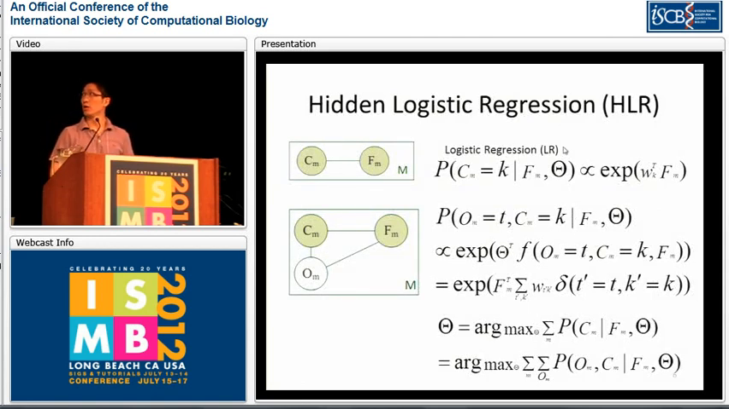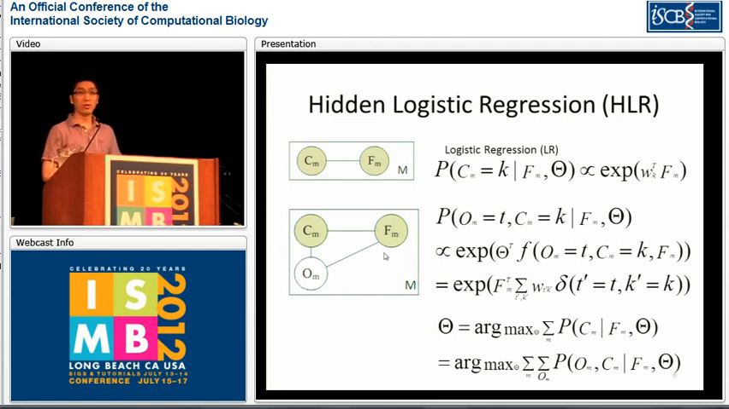Then I will start to introduce our models. The first model we built is called Hidden Logistic Regression, HLR. It originated from ordinary logistic regression. Here I show a graphical model of the logistic regression. For each region, we have a class label and a set of features. They have direct dependence in this region, and we can use a log linear model to directly model the probability of this class label conditional on the features and parameters.